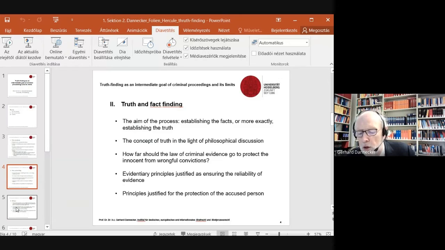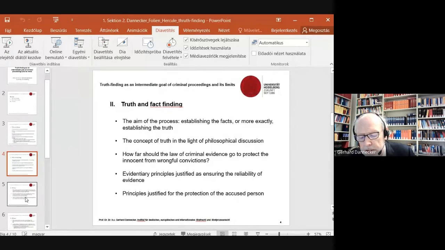A general ban on such evidence would likely lead to widespread acquittal of the guilty and would therefore be regarded as unjustifiable. On the one hand, there is pressure to admit all relevant prosecution evidence. On the other hand, innocent people must be protected from conviction. A number of evidentiary principles are justified as ensuring the reliability of evidence. One example is the limitations placed on the admissibility of hearsay evidence.